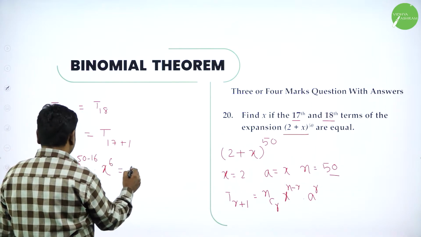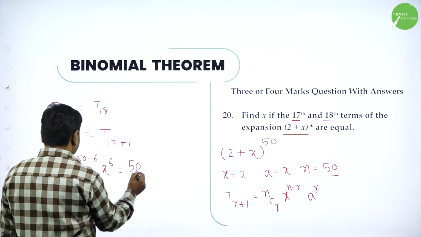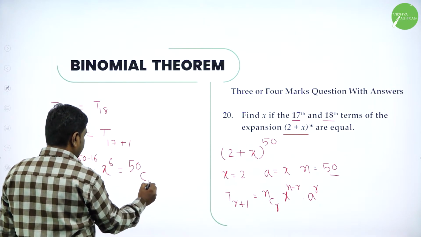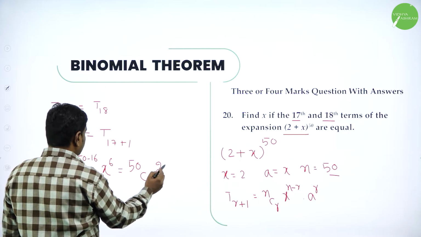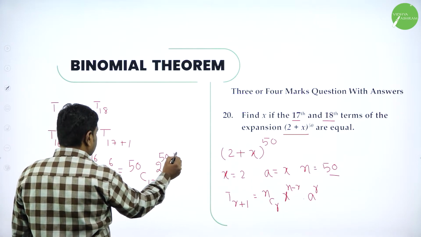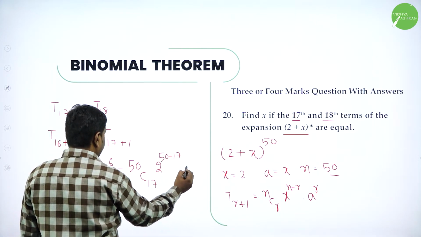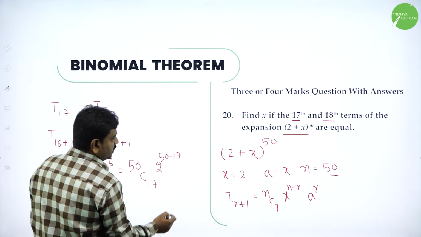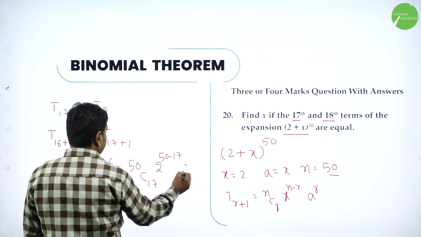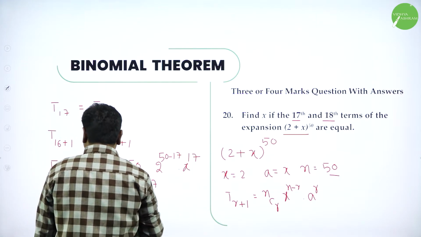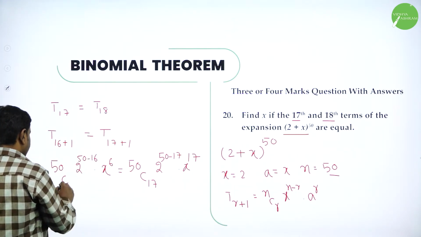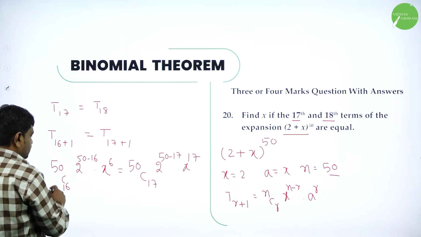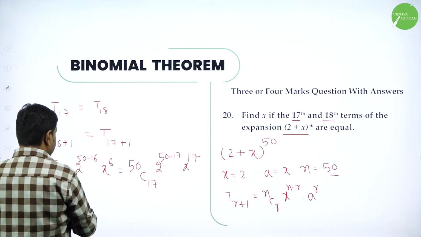T17 is 17 plus 1, what? 50C17, r is 17. x means 2 power 50 minus 17. x power r. x is what? The second term. In the place of x, what do you have? a is x only. So x power r, x power 17. Simplify this. 50C16, sorry, this is 50C16. Now simplify this.